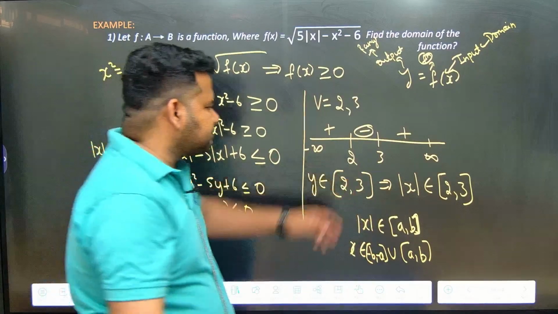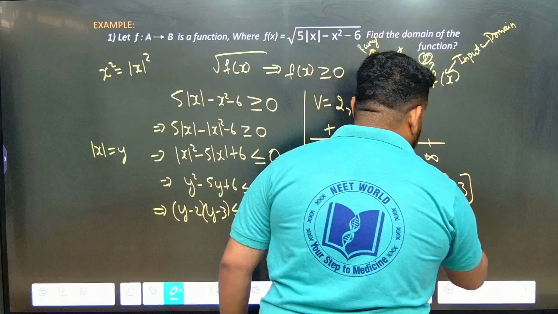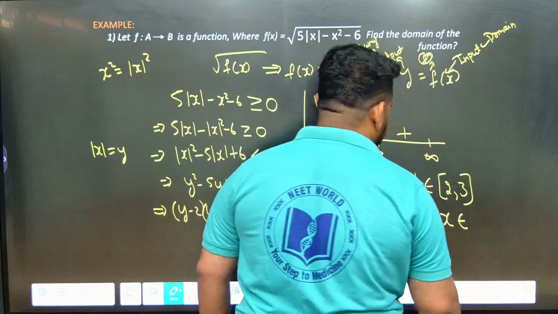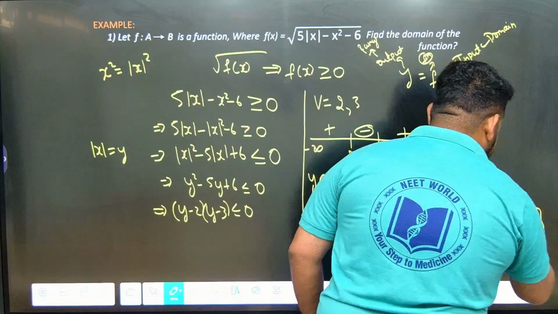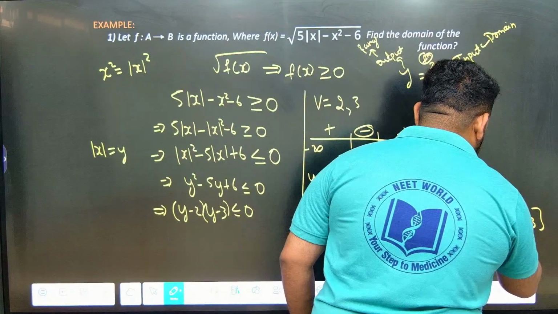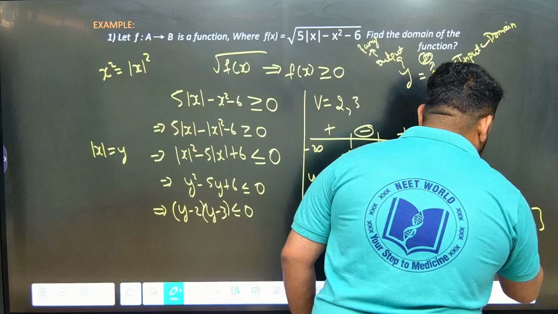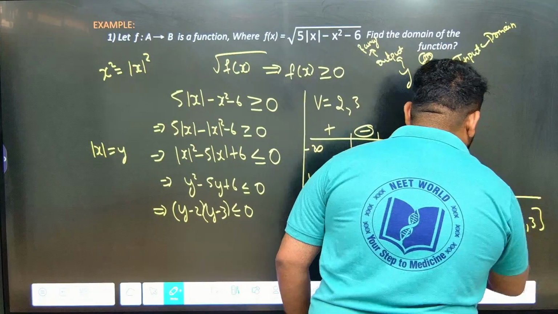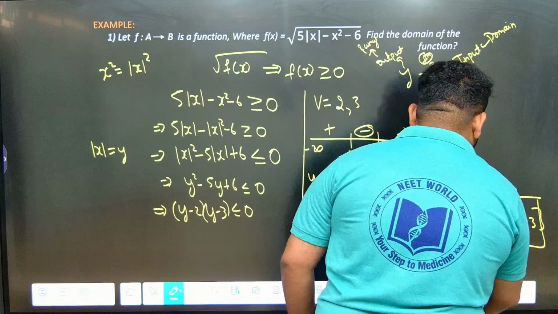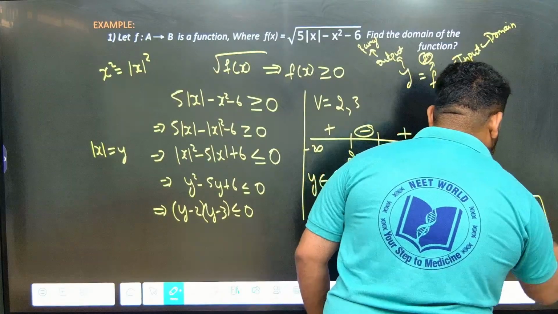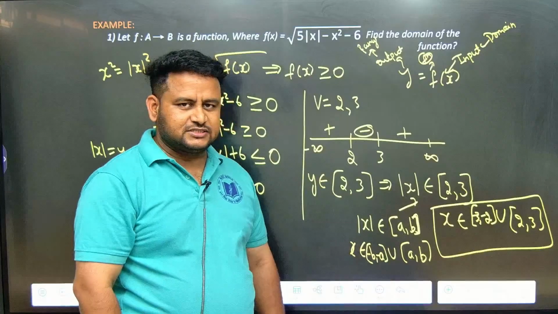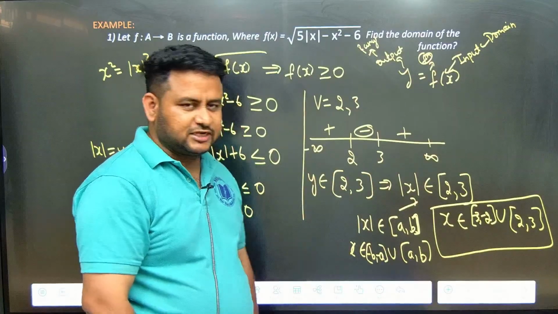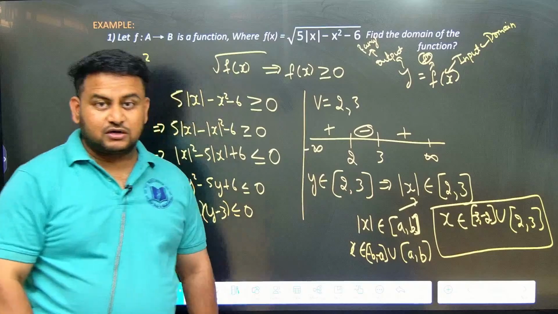Now if I apply this for this question, what will x belong to? X will belong to 2 comma 3 as it is. Here union will come, and here we will have 3 comma 2 along with the negative sign. So this is the final answer, friends. If they ask for x, the final answer is: x belongs to minus 3 comma minus 2 union 2 comma 3. So they are asking the x value, not the mod x value.